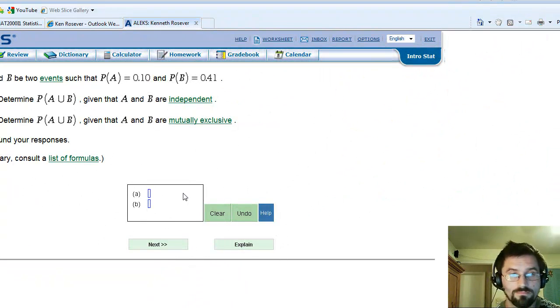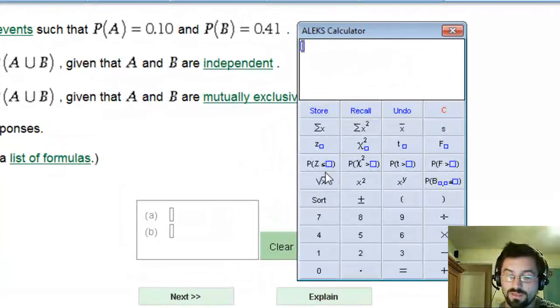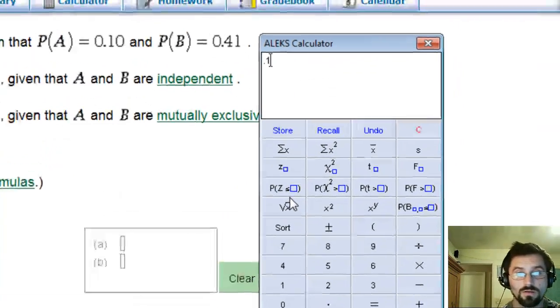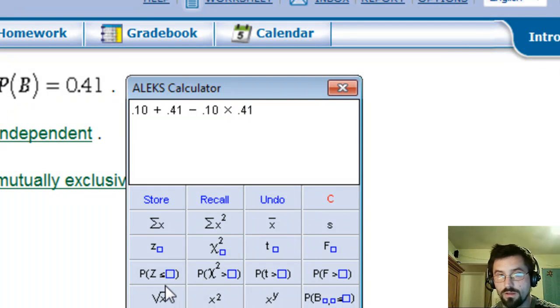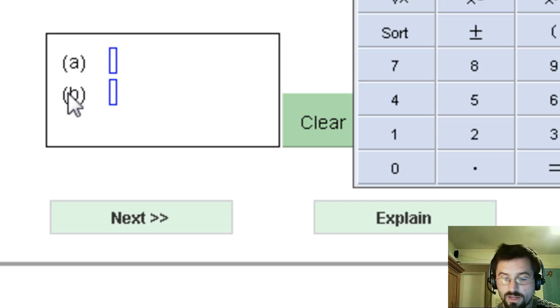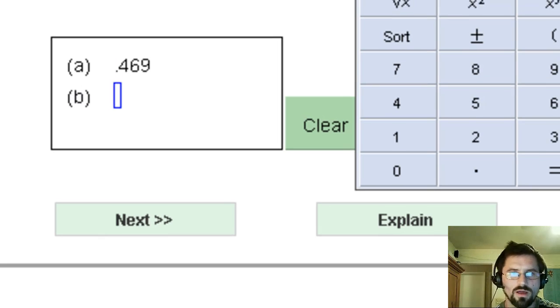So we'll go there. Calculator, not that we need it because we could probably do this in our head, 0.10 plus 0.41 minus 0.10 times 0.41. And that answer, 0.469 in its entirety, we're going to type in here. And then we're going to do the other one.